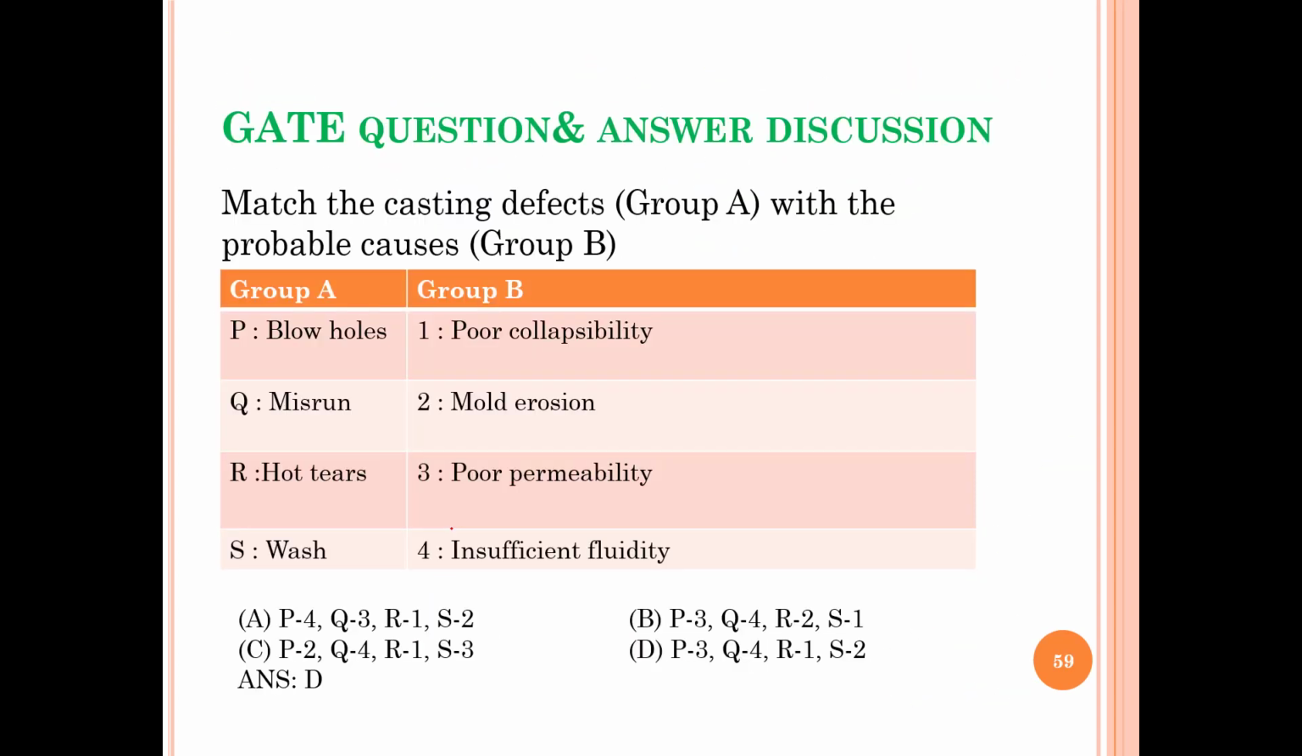Next one is again a matching of defects: blowholes, misrun, hot tears, wash; poor collapsibility, mold erosion, poor permeability, insufficient fluidity. So the answer is D. Blowholes are due to poor permeability. Then misrun is due to insufficient fluidity. Hot tears are due to poor collapsibility. Wash is due to mold erosion.